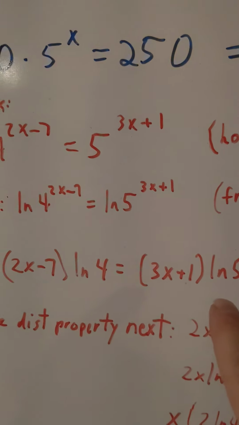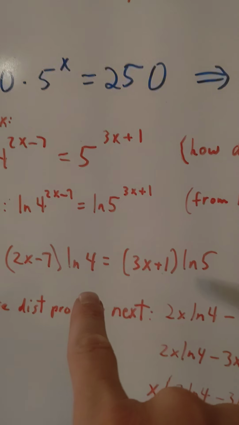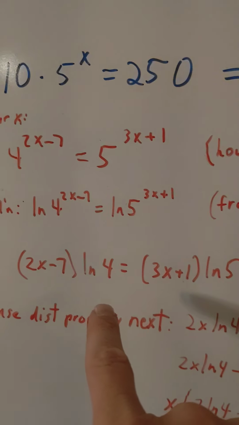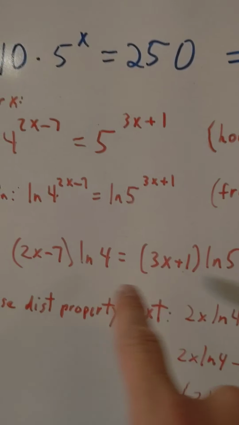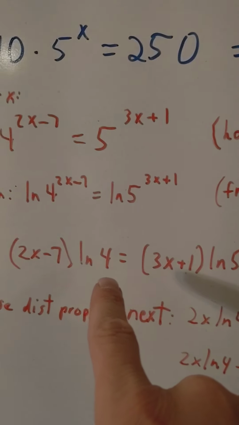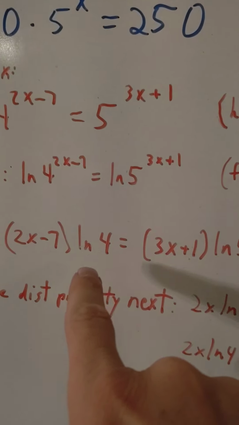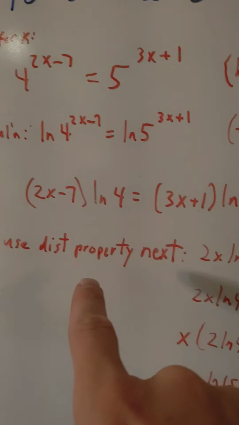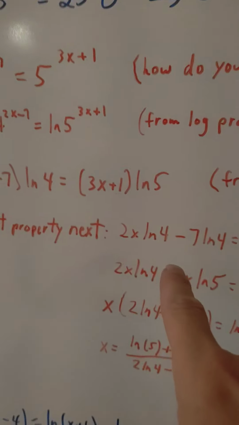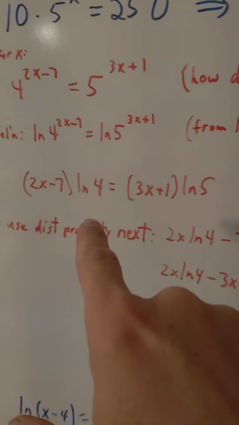Okay, so now next step we want to do is use the distributive property. We want to solve for x. It looks tough. We've got x's in two places there. Remember, ln of 4 is just a number. It's the power you raise e to get 4. So let's use the distributive property next. So 2x times ln of 4, right?